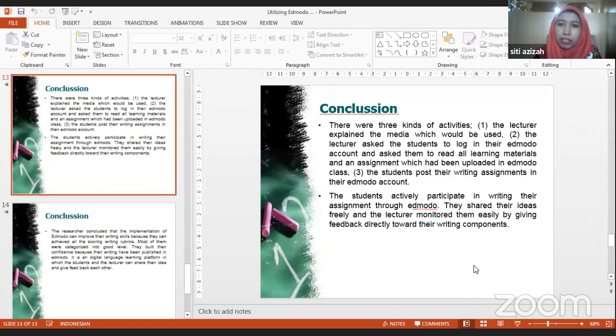Okay, and the conclusions. There were three kinds of activities that the lecturer did. First, the lecturer explained the media which would be used, that is Edmodo, and asked the students to log in to their Edmodo accounts and read all learning material and assignments which had been uploaded in the Edmodo class. And the students posted their writing assignments in their Edmodo accounts. The students actively participated in writing their assignments on Edmodo. They shared their ideas freely, and the lecturer monitored them easily by giving feedback directly to all their writing components using the five scoring rubrics.